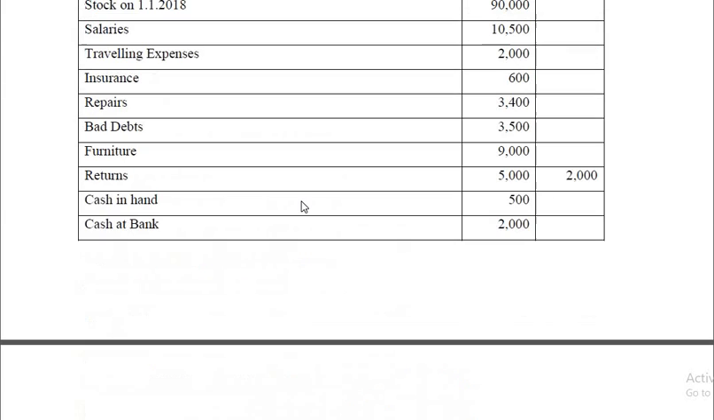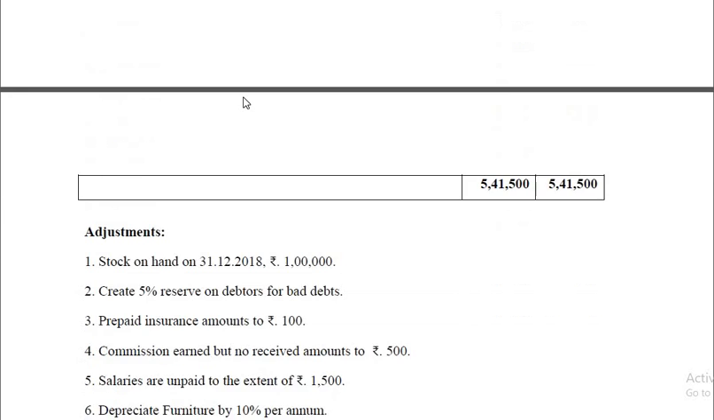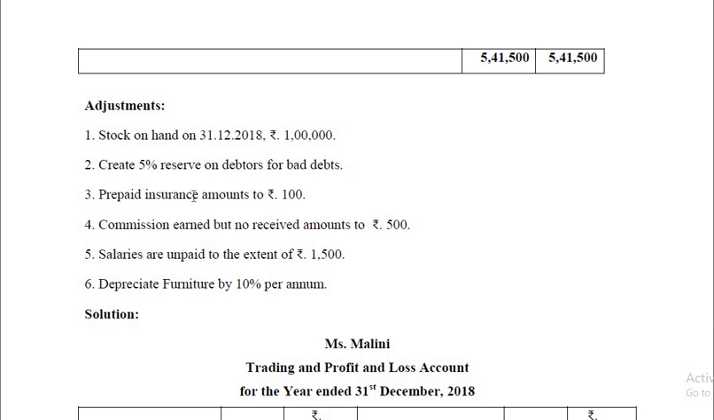Next, prepaid insurance amounts to 100. So this should be deducted from insurance in the profit and loss account: 600 minus 100. The remaining amount should be debited to profit and loss account. In the balance sheet, it is prepaid, therefore it will come to the asset side of the balance sheet. Prepaid insurance 100.